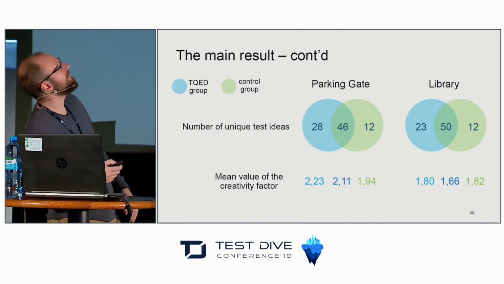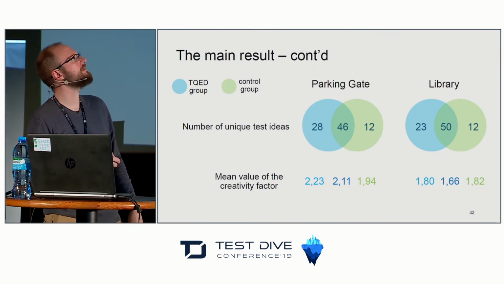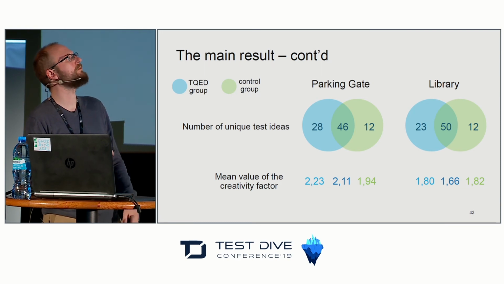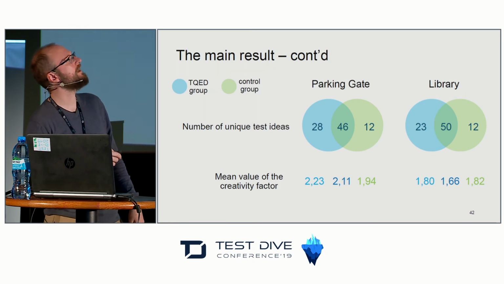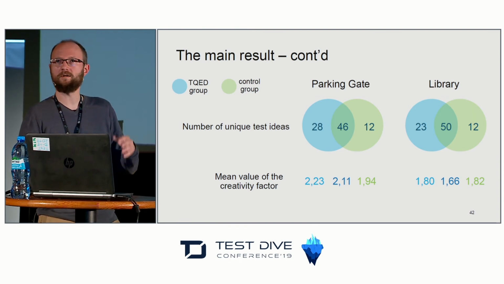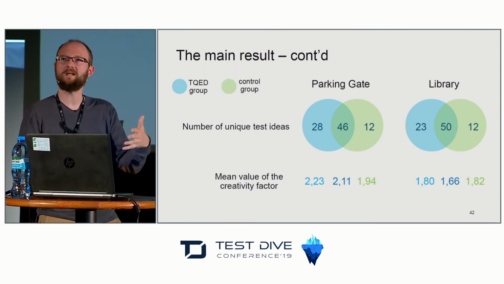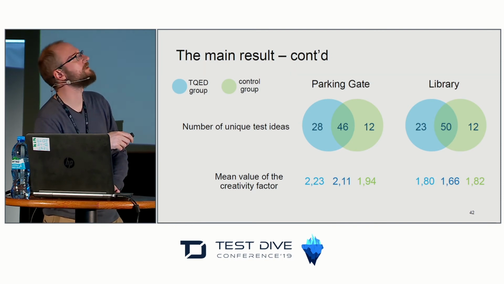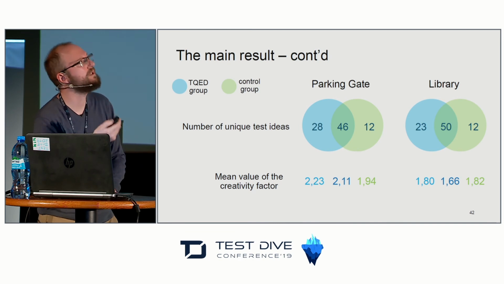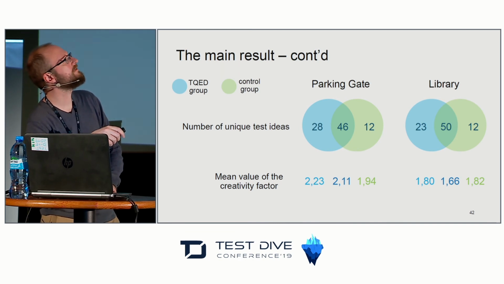Then we also checked the particular test ideas which were common in both groups and the ones that were only in one of these groups. So for example, for this parking gate, in total there were 86 test ideas generated. 46 of them were in both groups. At least one tester in each group invented the same test idea. There were 28 ideas that were invented only by the TQED group and 12 that were invented only by the control group. And for these 46 in common, the mean creativity factor was 2.11.